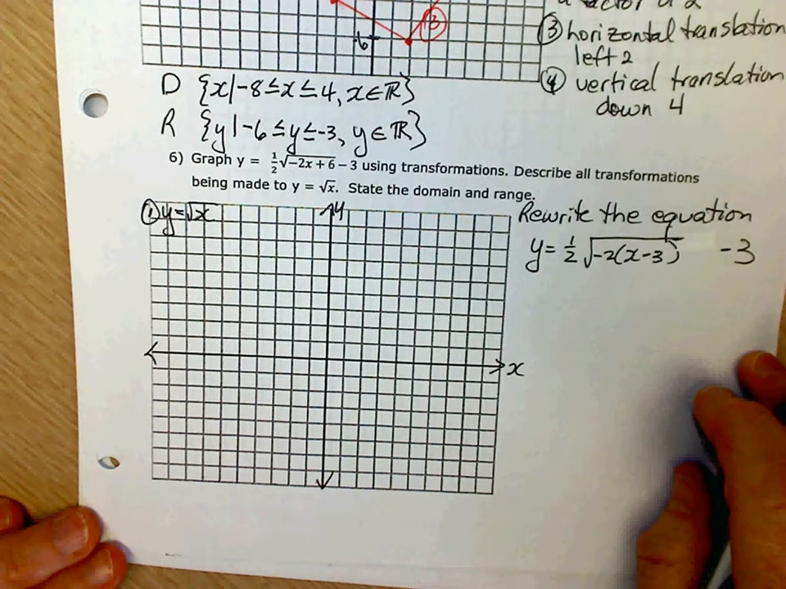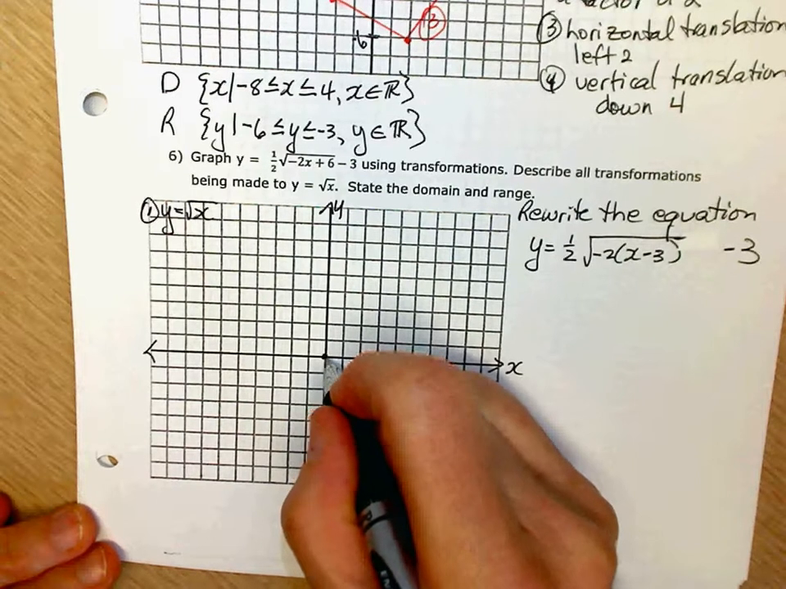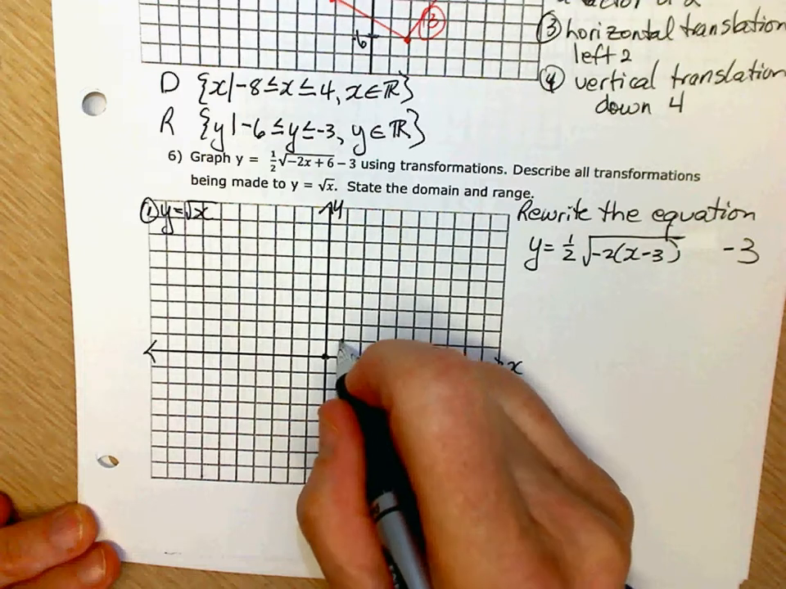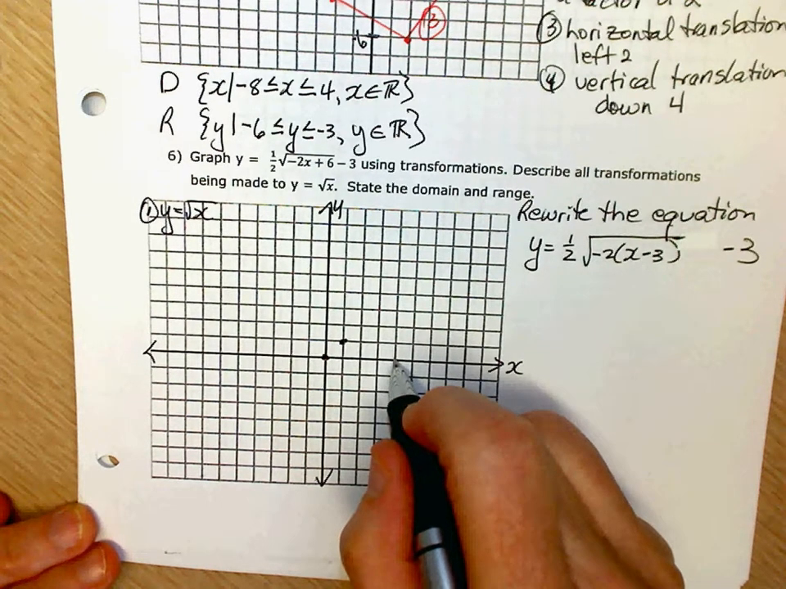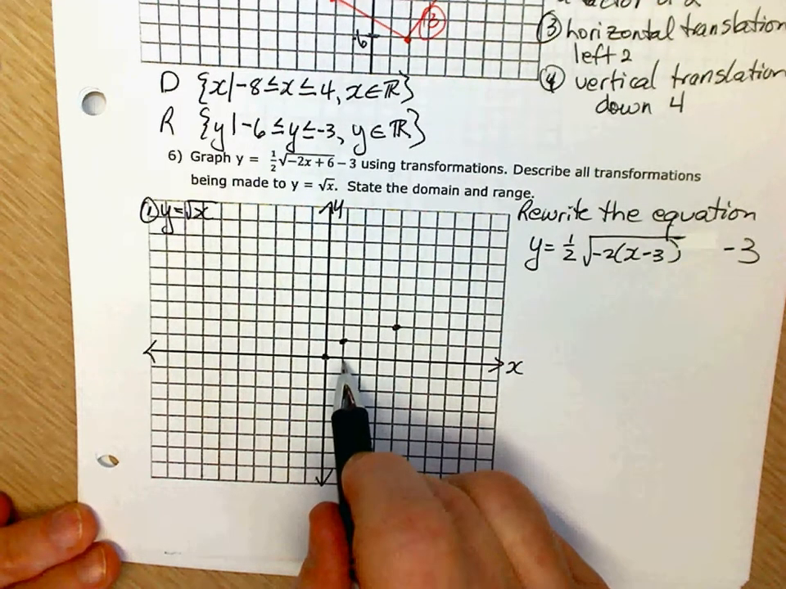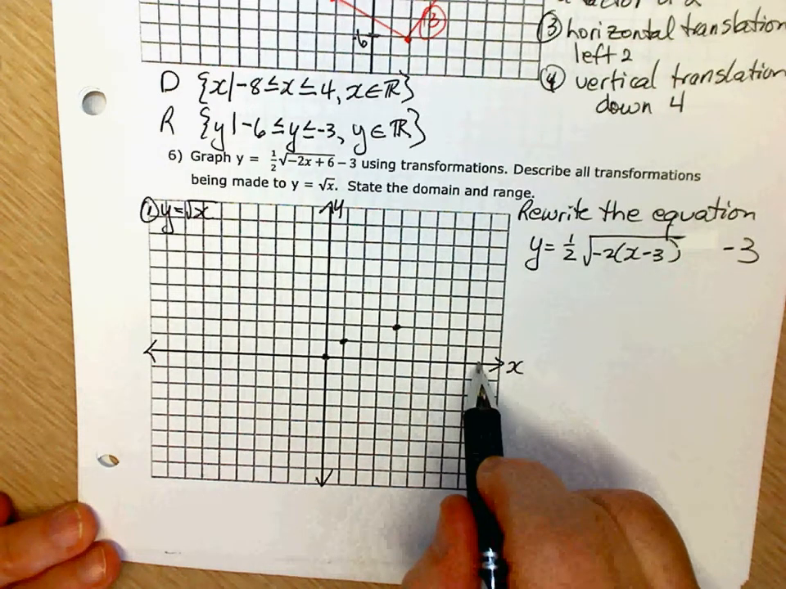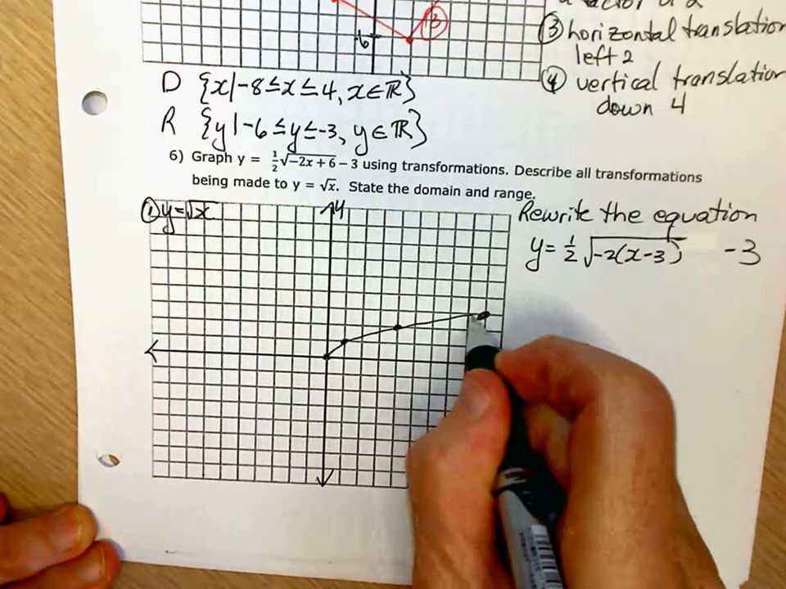When x is 0, square root of 0 is 0. When x is 1, square root of 1 is 1. When x is 4, 1, 2, 3, 4, square root of 4 is 2. When x is 9, square root of 9 is 3. 1, 2, 3, 4, 5, 6, 7. That's our number 1.